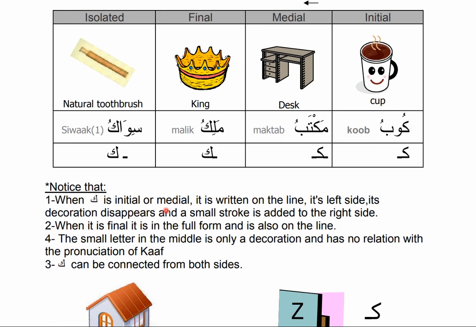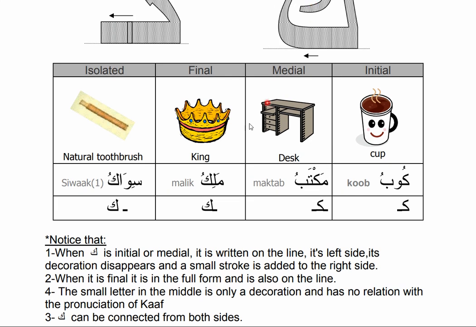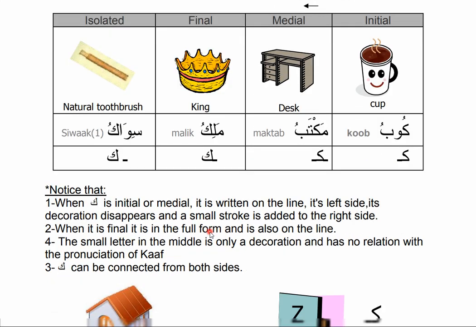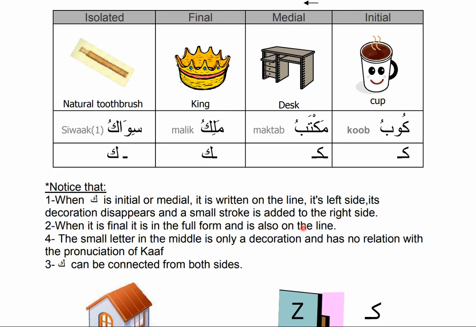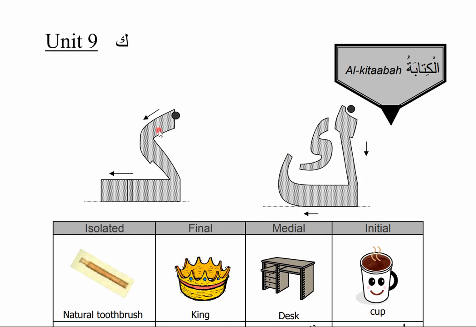When kaf is initial or in the middle, it's written on the line. Its left side decoration disappears. The decoration, I mean the S here, disappears, and a small stroke is added to the right side. This is the stroke actually. The stroke I am speaking of is this. It is added on the right side, and the original line remains.